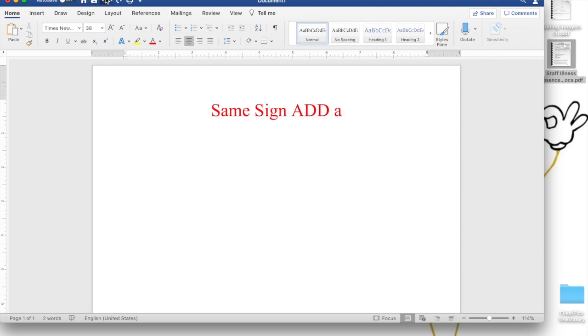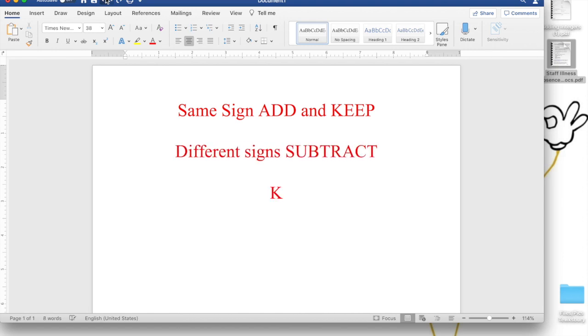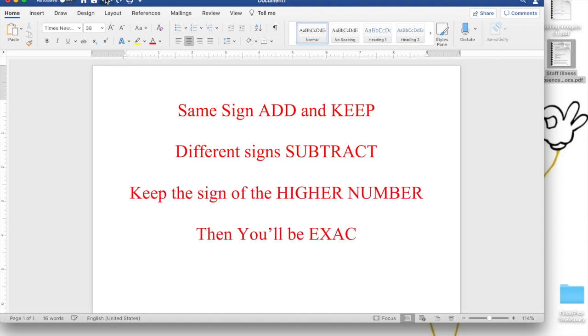Same sign, add and keep. Different signs, subtract. Keep the sign of the higher number, then you'll be exact.